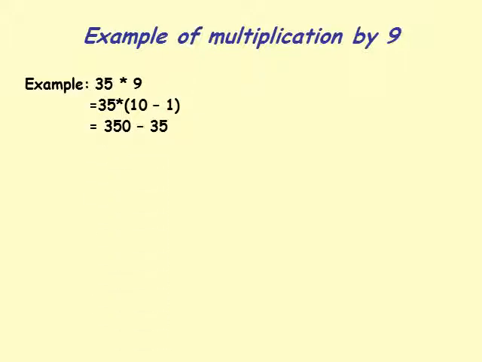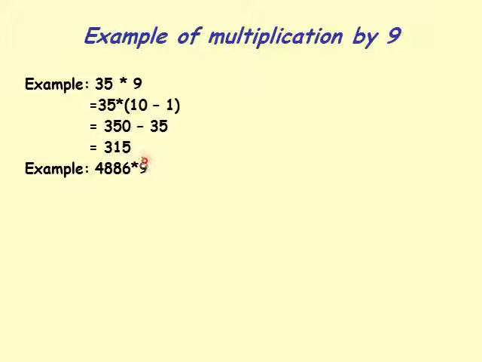35 times 10 is 350, and 35 times 1 is 35, with the minus symbol here. So 35 times (10 minus 1) is 350 minus 35, and that is equal to 315. Do you need some time to subtract that out? Okay, let's continue.